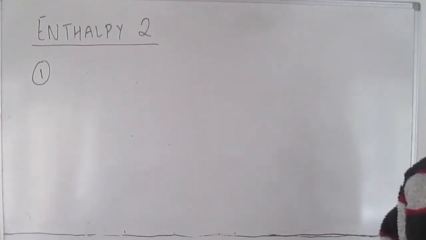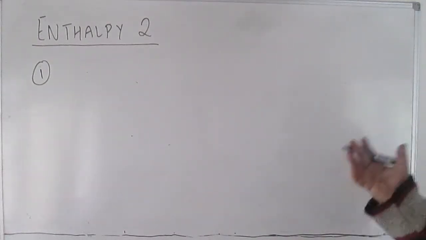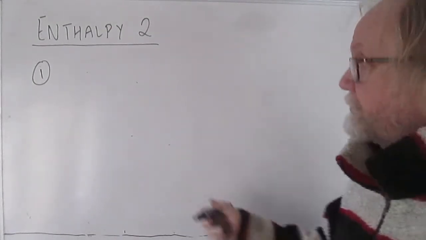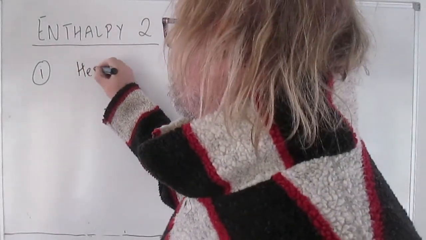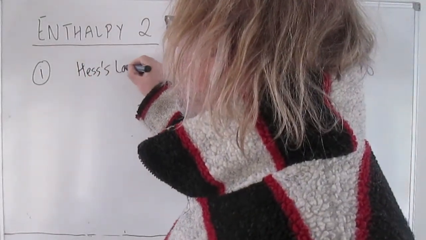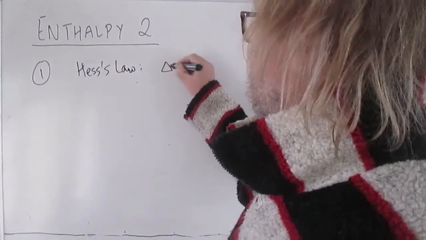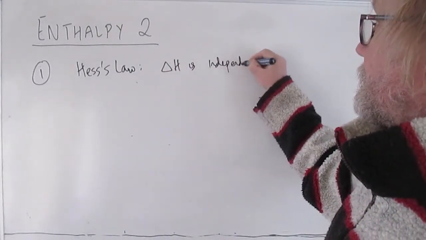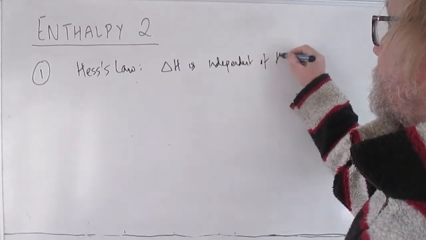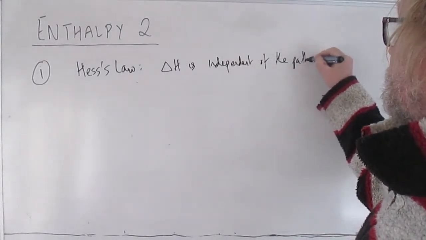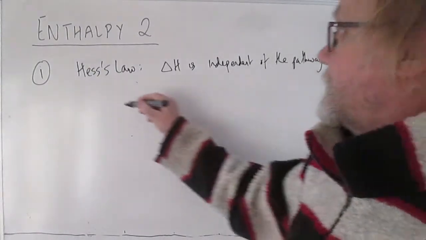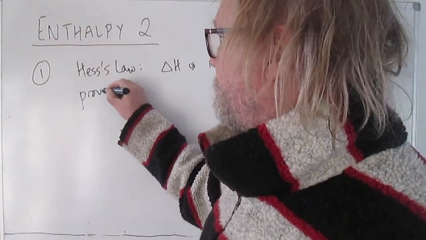Question 1 introduces Hess's law, which is the key to most of the questions, at least in the first load of questions in this section. So to put it in words, Hess's law says that delta H is independent of the pathway taken, provided initial and final states are the same.